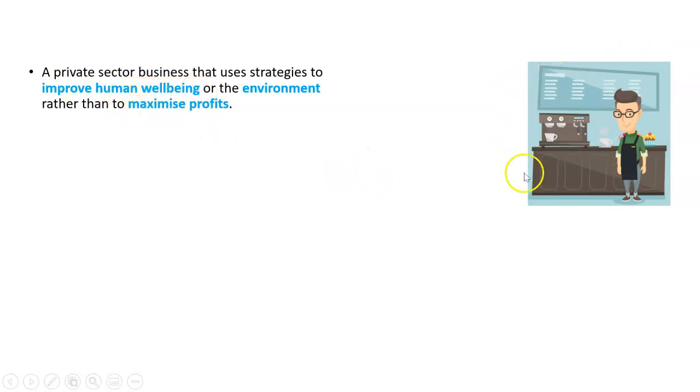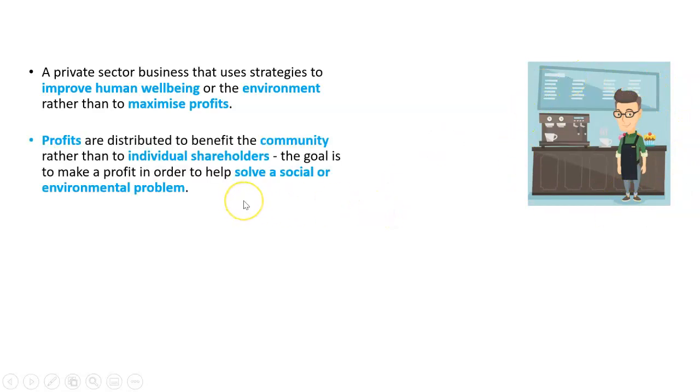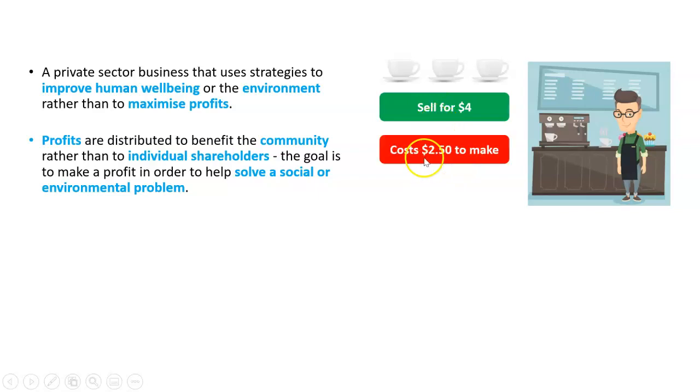So we're going to use an example of Street Cafe. So you can see a cafe here. It's still trying to make a profit, but those profits go back to the community rather than the individual shareholders. And the goal is to use the profits to help solve a social or environmental problem. So let's take a cup of coffee. A social enterprise is trying to sell it for $4. It's still trying to make it for less than that, because if it only costs $2.50, and we sell it for $4, we are making a profit of $1.50. That's what we're about. A charity is not designed to make a profit.